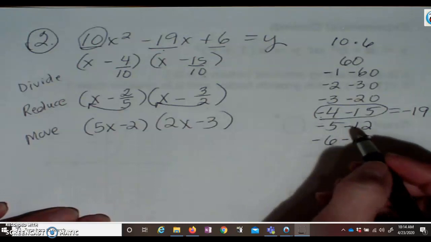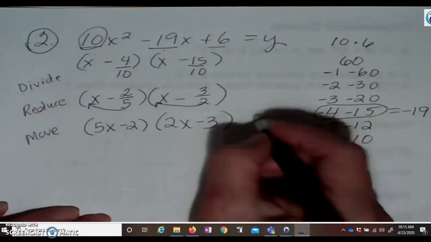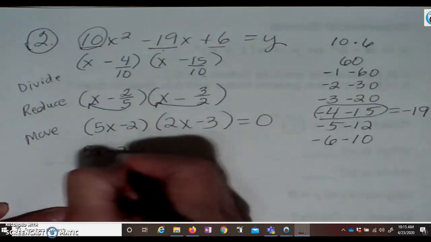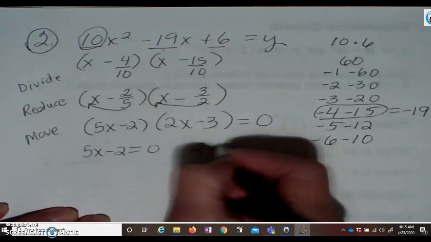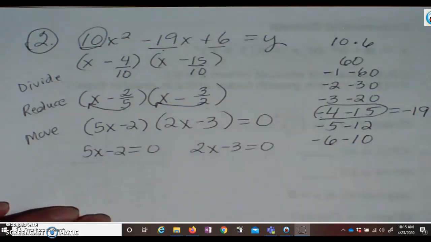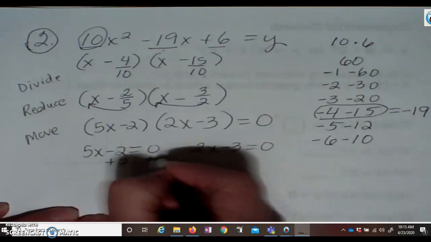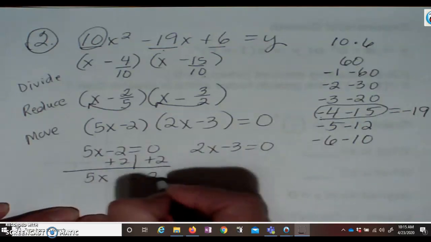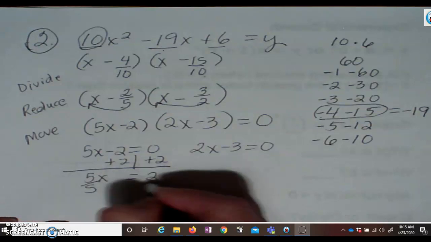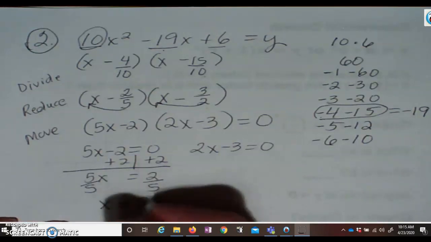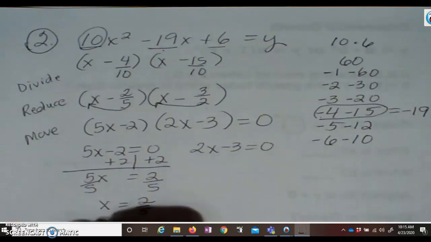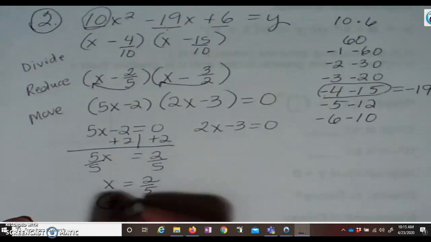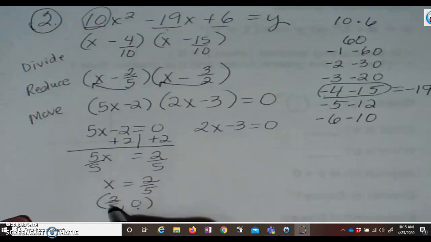Okay, again, we're solving by factoring. So we want to set this equal to 0. Right? So I'm going to do 5x minus 2 equals 0 and 2x minus 3 equals 0. Okay, I'm going to add 2 to both sides, and I get 5x equals 2. Divide by 5, and I get x equals 2/5. So my parabola crosses the x-axis at 2/5, 0. So it's when y is 0, what is your x?